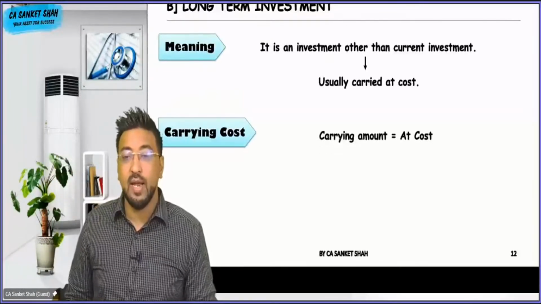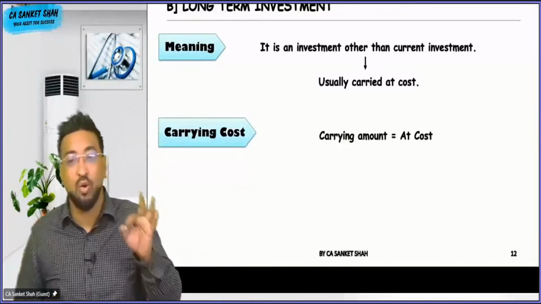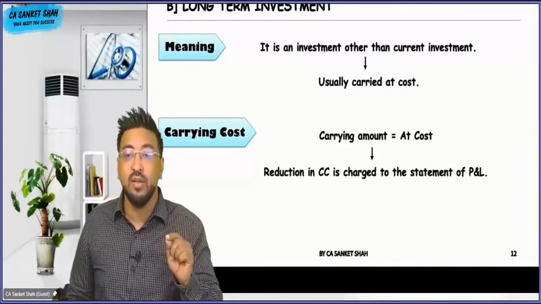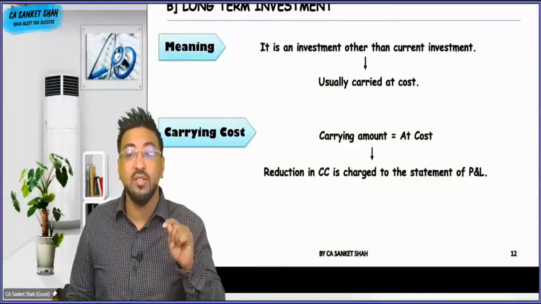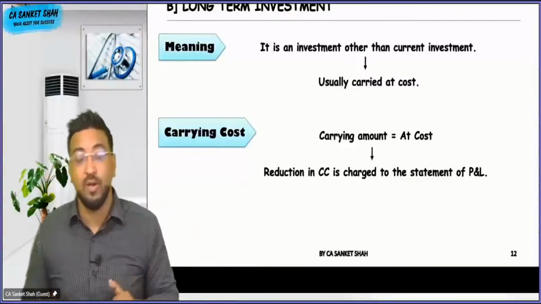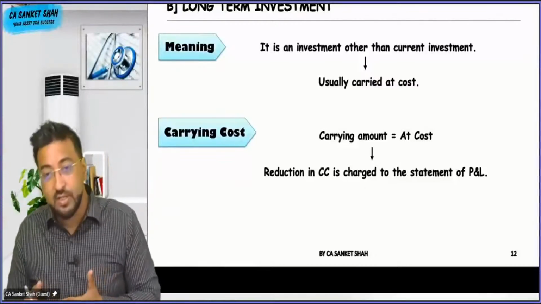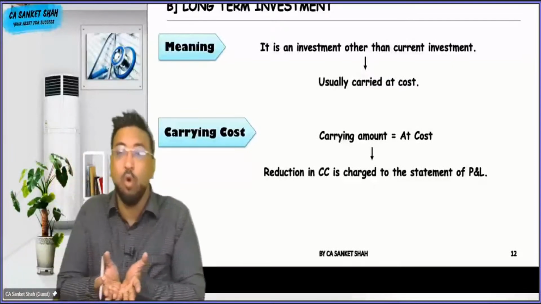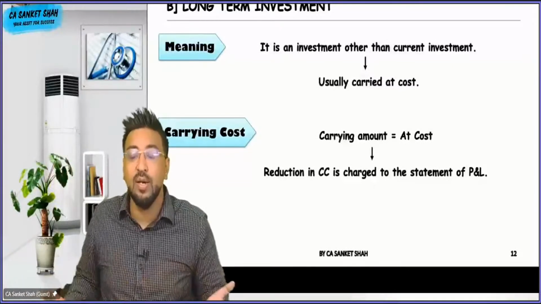Carrying cost, what is the carrying cost? Beta, carrying cost is at cost. At cost, carrying cost, which is reduction in the carrying cost, is charged in the statement of profit and loss account. For example, carrying cost, when you reduce it, carrying cost means the balance sheet value. Normally it is at cost. Long-term investments are normally recorded at cost.